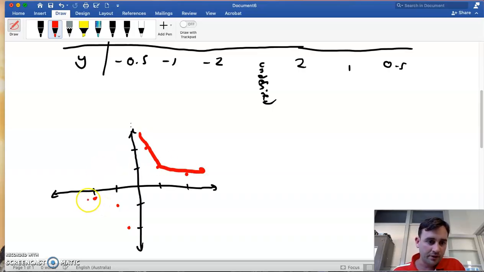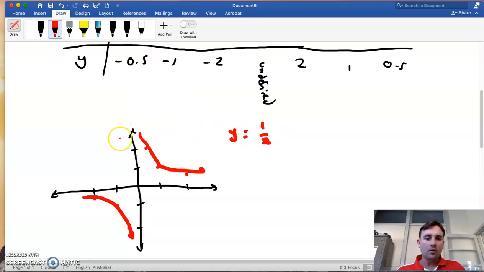Okay, sorry about my drawing. I'm drawing with a Wacom tablet here. It could be really rough. So there you go. That is the graph y equals 1 over x, and we can clearly see some points there. What is in between these points here?